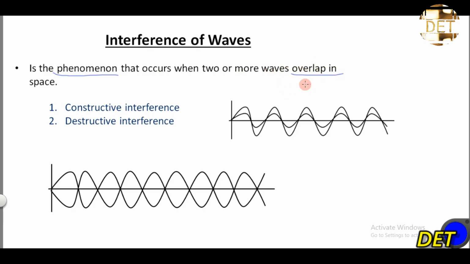So the overlapping of waves is referred to as what? Interference of that wave. And basically we have two types of interference. We have the constructive interference and the destructive interference.